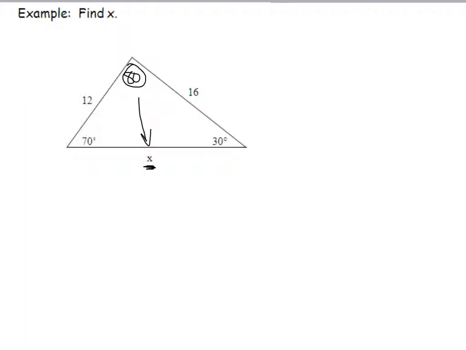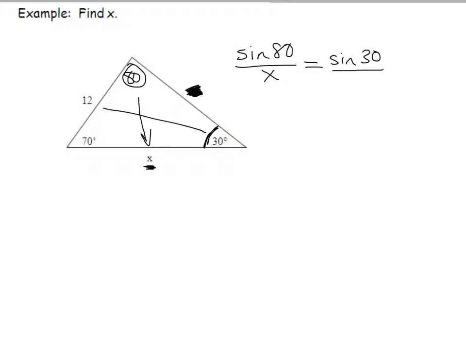We can set this up. So I'm going to do sine of 80 over x equals. Now in our instance, what I'm going to do is I'm going to get rid of the 16 because I know that choosing one of these sides versus the other is going to cause a problem. So we're just going to go ahead and work with this 12 here. So I'm going to take sine of 30 degrees then and divide it by its opposite side, which is 12. So we're going to cross multiply. So I get x sine of 30 equals 12 sine of 80.